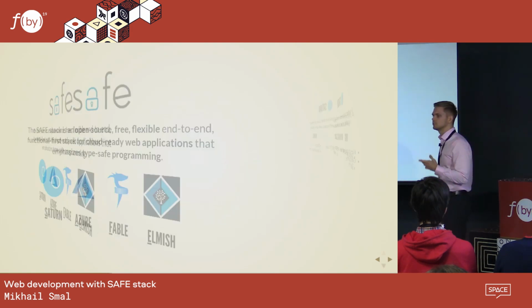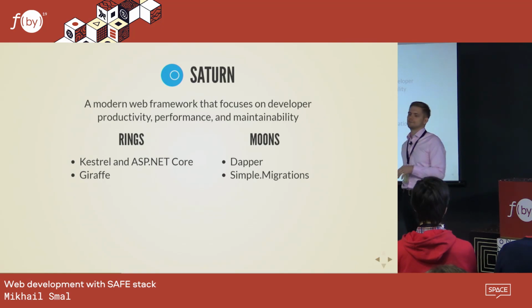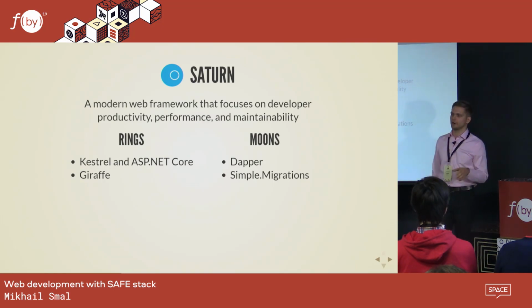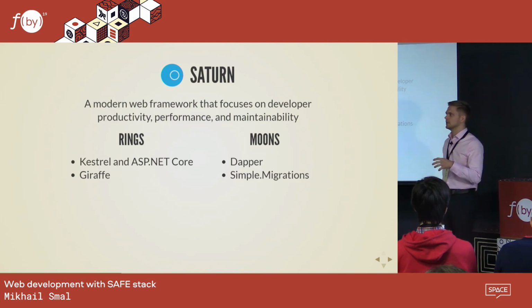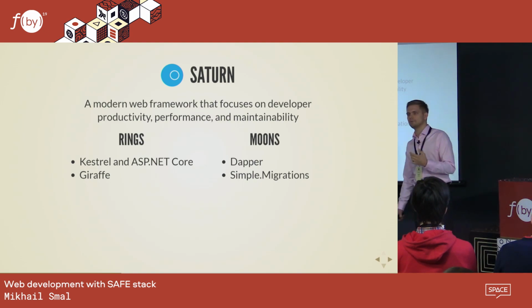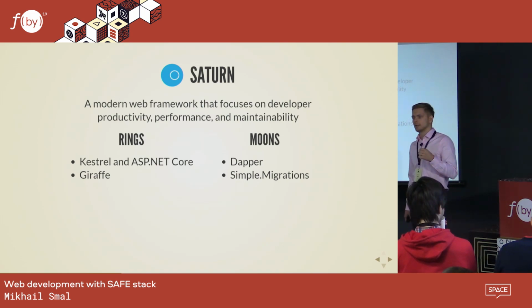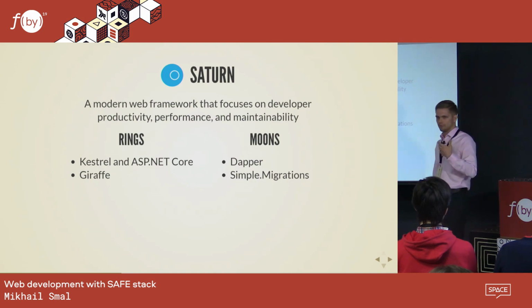Let's go to Saturn directly. Saturn is a web framework, the server-side web framework. And basically, as everything in Safe, it doesn't implement something new. It doesn't reinvent the wheel. It just makes an abstraction over something already existing, like Giraffe. Giraffe is an abstraction over ASP.NET Core, which makes the object-oriented, imperative ASP.NET Core C# project more functional, and Saturn makes it even more declarative.